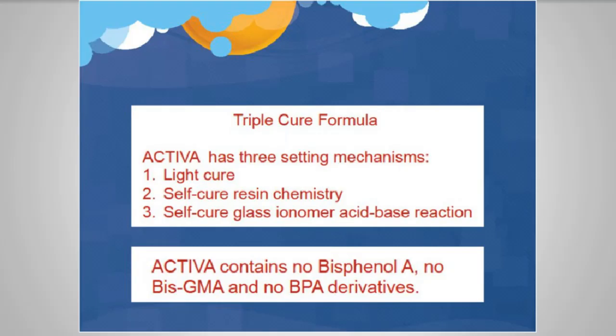It also has what they call a triple cure formula. It has 3 settings. You can light cure it, you can use it in a dark area of a post area, and it will self-cure. And it also will self-cure via the resin chemistry and via the glass ionomer acid-base reaction. And yet it contains no bis-GMA and no BPA, no bisphenol A. So basically, it doesn't have any of those challenging ingredients that we've seen in so many of the resin materials that we've had.